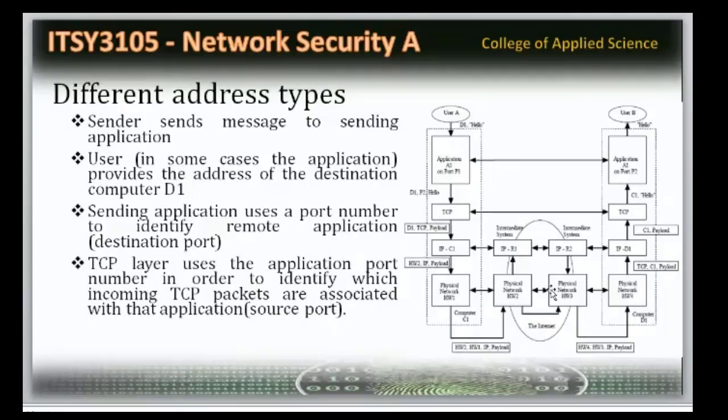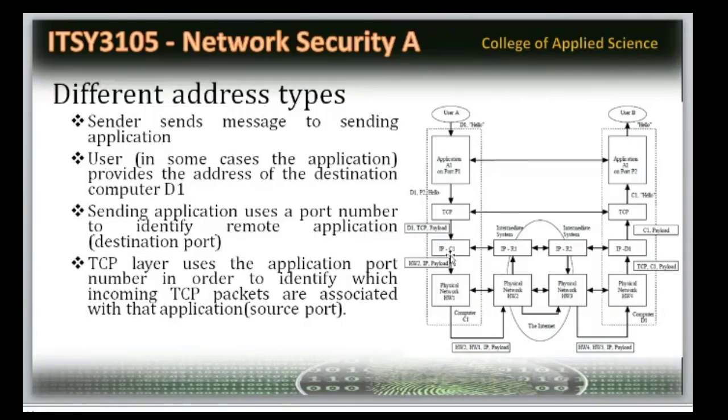So what are the different addresses you need? Maximum 6 addresses you need. So what are the 6 addresses? The first one is the IP address. You can follow the mouse. IP address is available in layer 3. That means you need the source IP address and the destination IP address. This is point number 1.